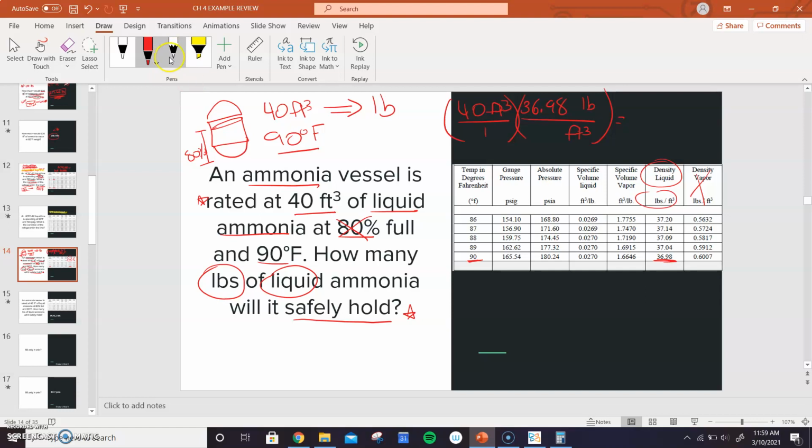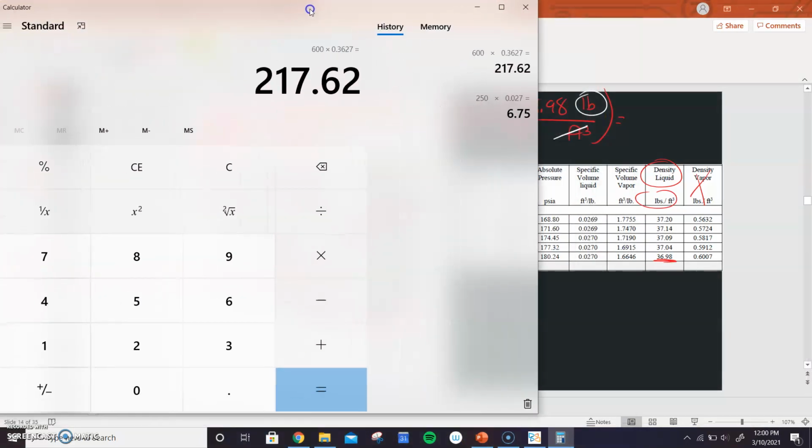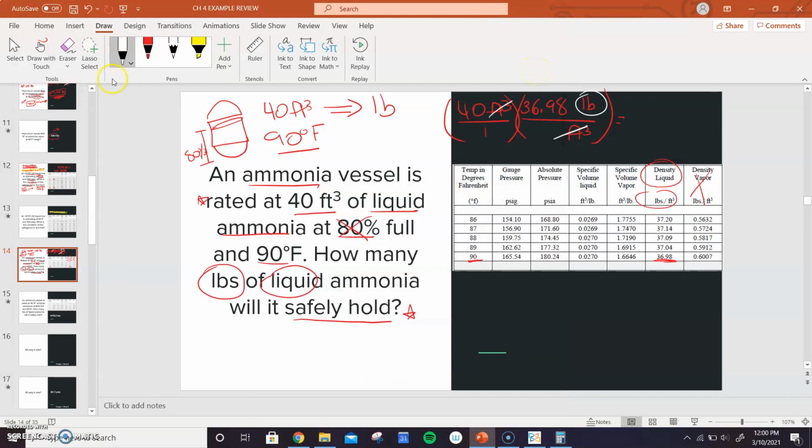Okay, so cubic feet cancels out. We're left with pounds. And we need 40 times 36.98. 40 times 36.98 equals 1,479.2. So 1,479.2 pounds of liquid ammonia.